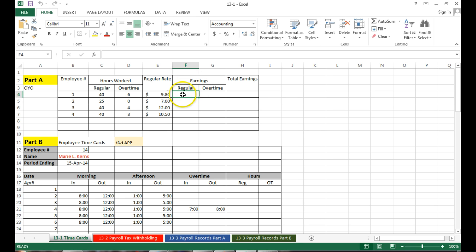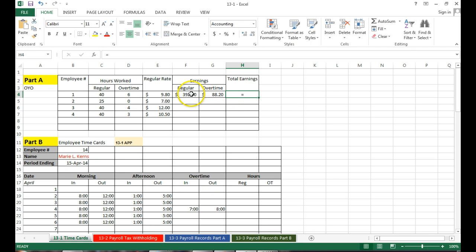For earnings, our regular earnings is going to be equals how many hours they worked, regular hours that they worked, times what they made, and hit enter. Again, I've already formatted these cells for accounting. For the overtime, we're going to put equals overtime hours times their regular rate. Now we're going to times this by 1.5 because again, it's time and a half. It's double the time minus a half. So we'll figure out how much they actually make here. $88.20. So their total earnings is going to equal the sum of those two.